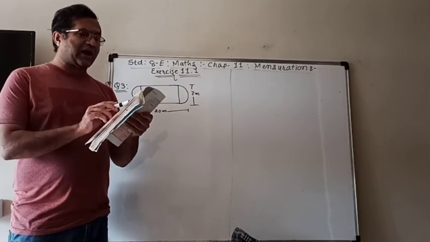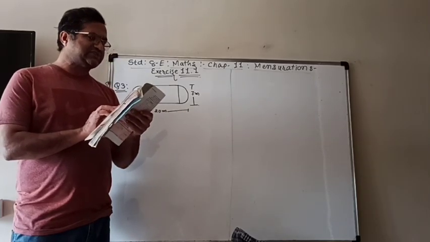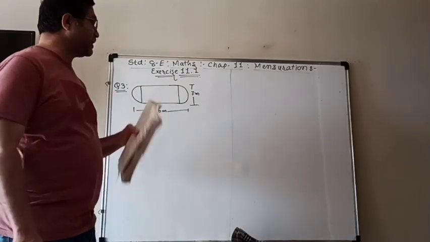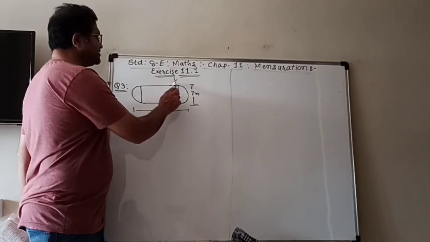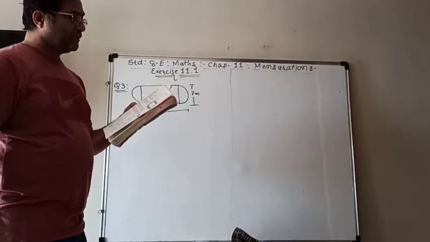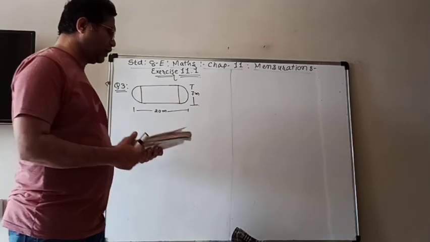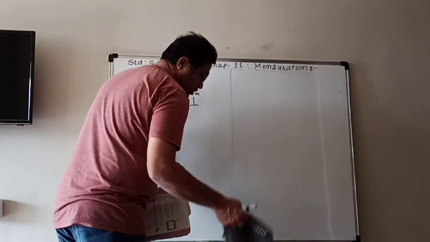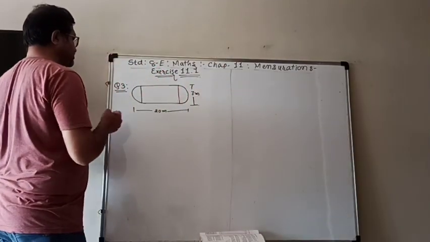The shape of a garden is rectangular in the middle and semicircular at the ends, as shown in the figure. So in the middle it is a rectangle and on both sides there are semicircular ends. Now we have to find the perimeter and the area of this garden. So first of all, we will take the semicircular parts.